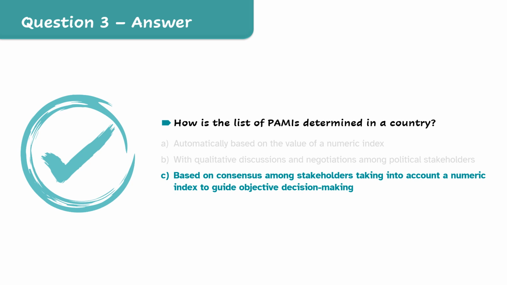The correct answer is C. The list of PAMIs is determined based on consensus among stakeholders taking into account a numeric index to guide objective decision-making on PAMIs.